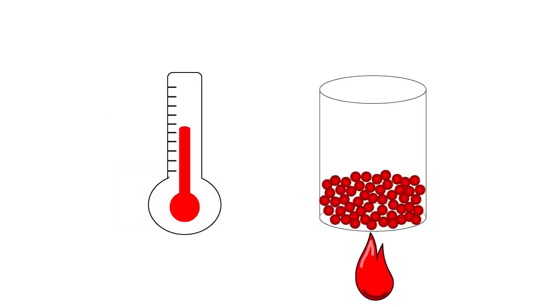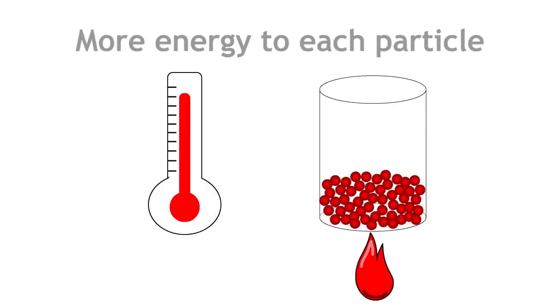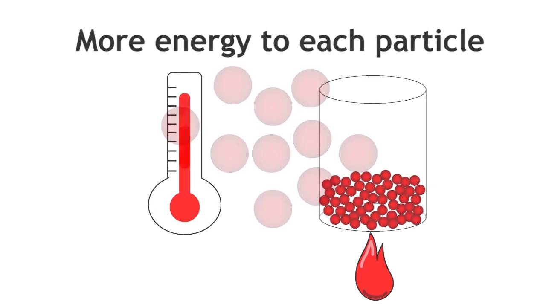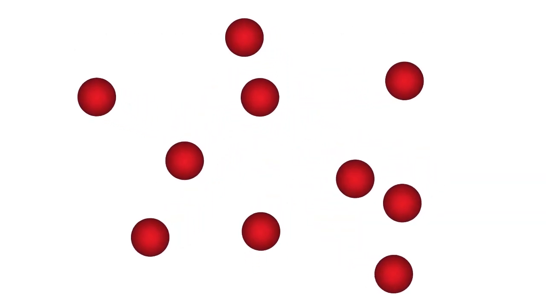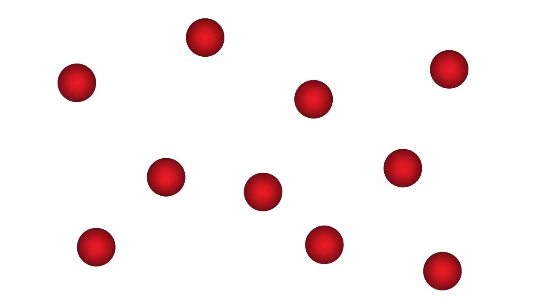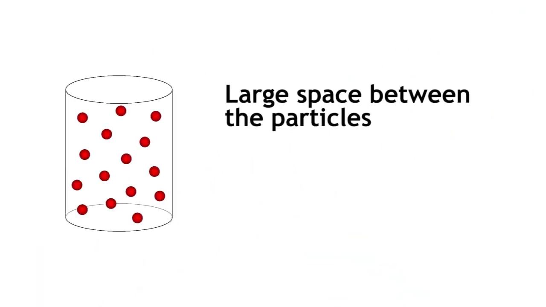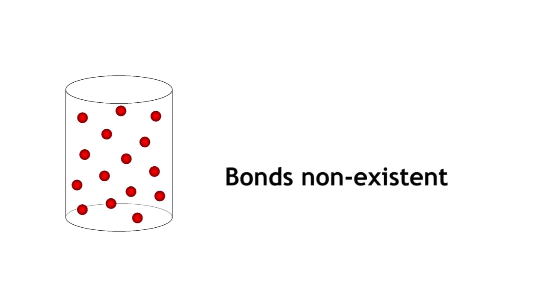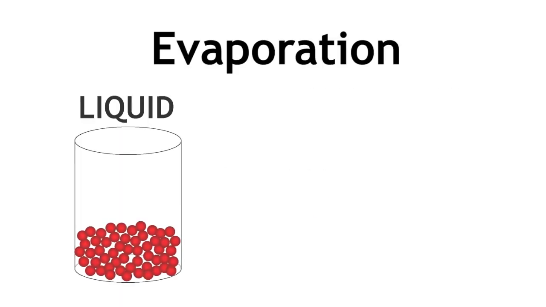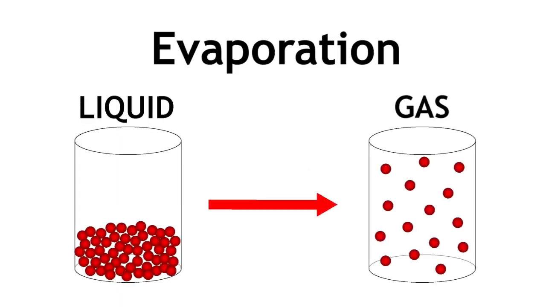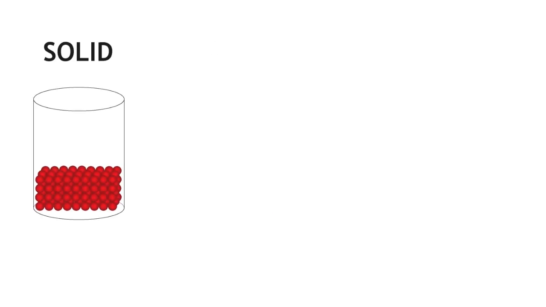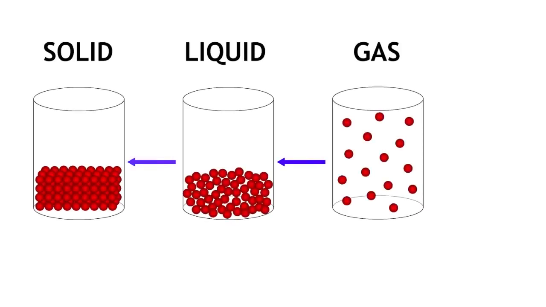If you continue to heat the particles, they will gain yet more energy and move more freely. The atoms spread out. Now free to move, the particles move right away from each other. Imagine the particles whizzing around at great speed. The space between the particles is very large and the bonds now non-existent. We call this evaporation.